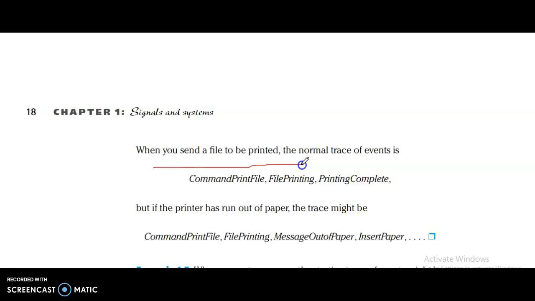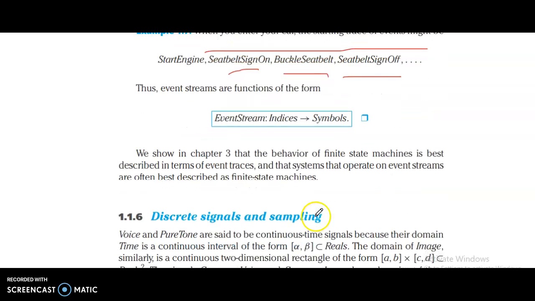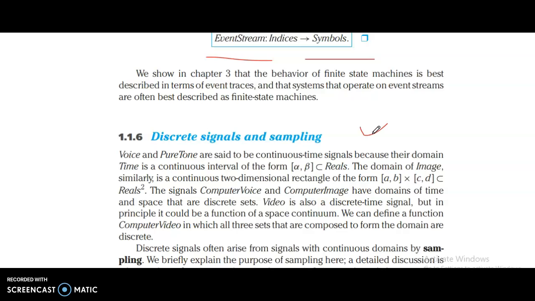Event streams. When you send a file to be printed, the normal trace of events is: command print file, file printing, printing complete. But if the printer has run out of paper, then the trace might be: command print file, file printing, message out of paper. When you enter a car, the starting trace of events might be: start engine, seat belt sign on, buckles, seat belt sign off. Event streams are functions of the event index, with discrete indices and symbols.